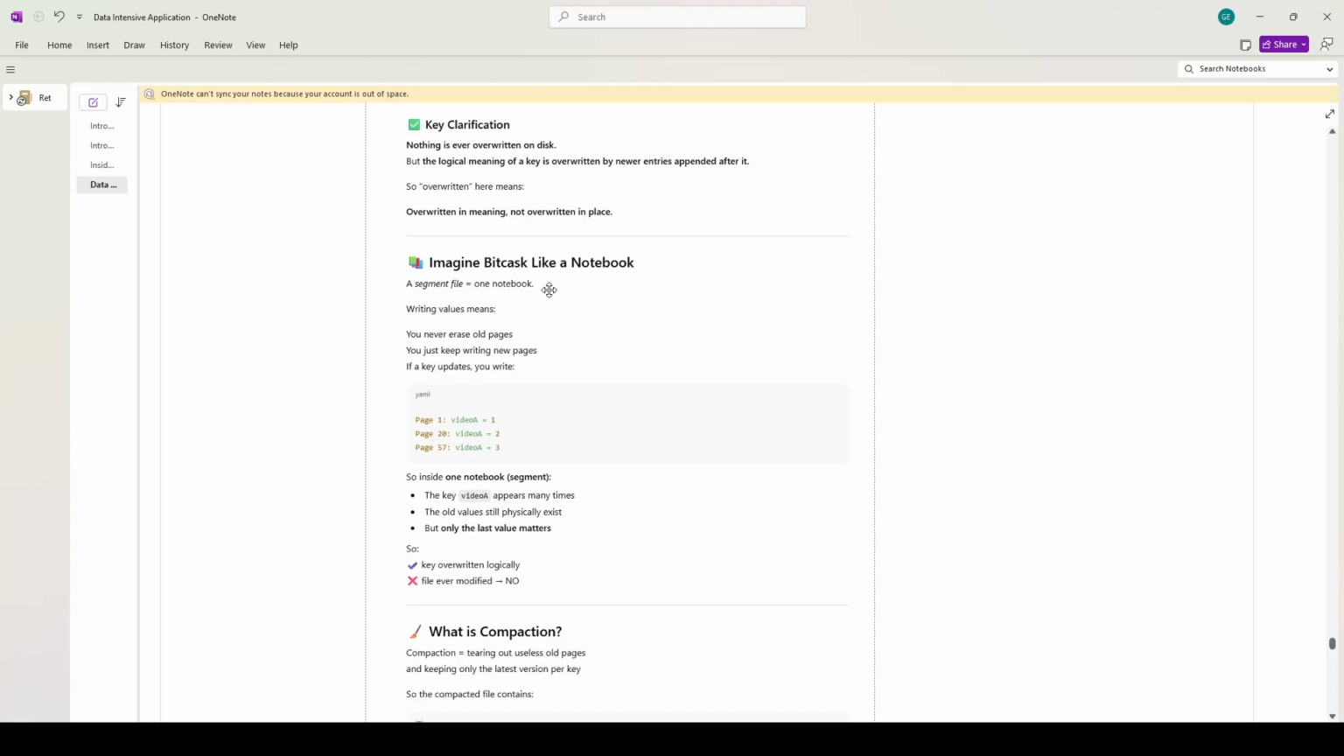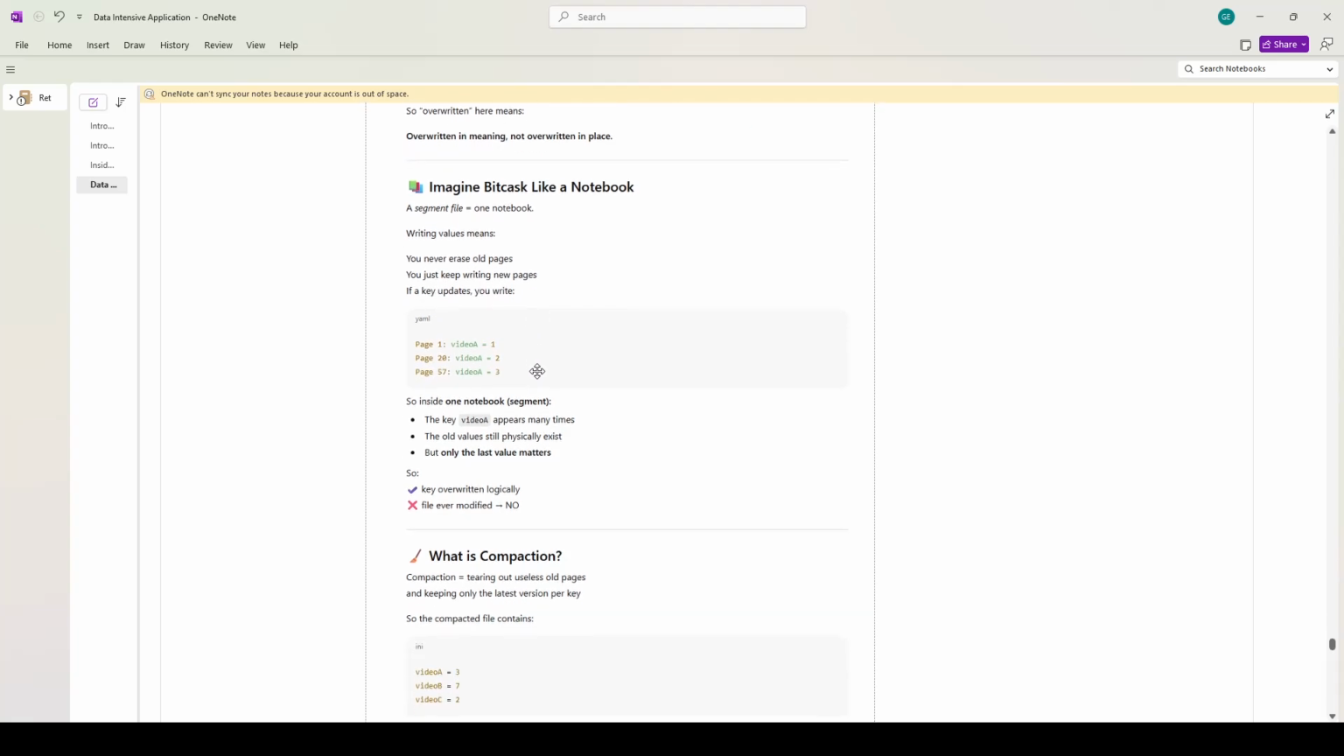Imagine Bitcask like a notebook. A segment file equals one notebook. Writing values means you never erase old pages. You just keep writing new pages. If a key updates, you write page 1, video A equals 1, page 20, video A equals 2, page 57, video A equals 3.